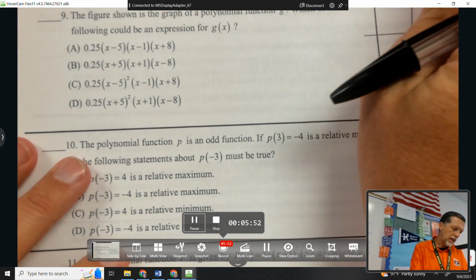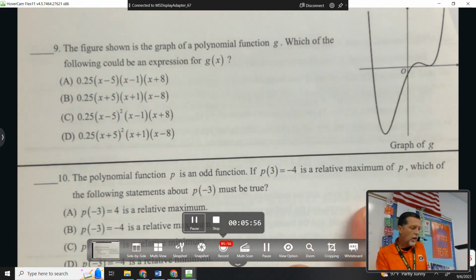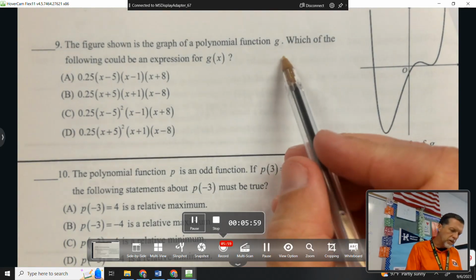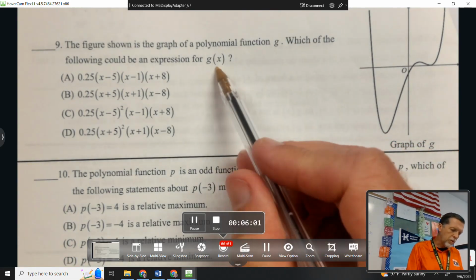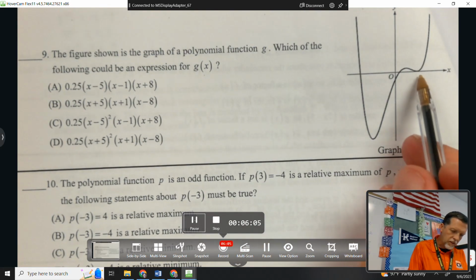Number 9. The figure shown in the graph is the graph of a polynomial. Which of the following could be an expression for g of x? Okay, so let's see.